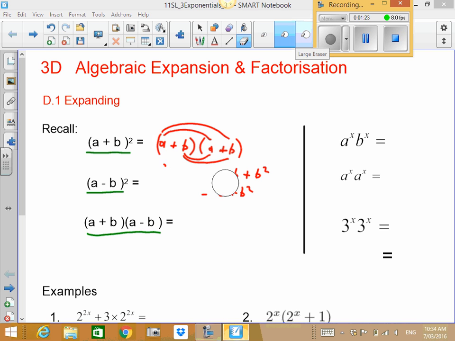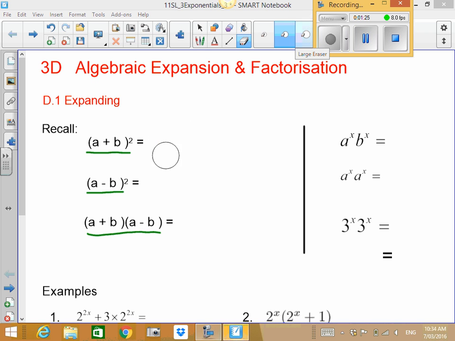We can do the same thing with the next binomial product. And that will give us a squared minus 2ab this time, plus b squared. The last one, (a plus b) times (a minus b), gives us a difference of squares. So we end up with a squared minus b squared.